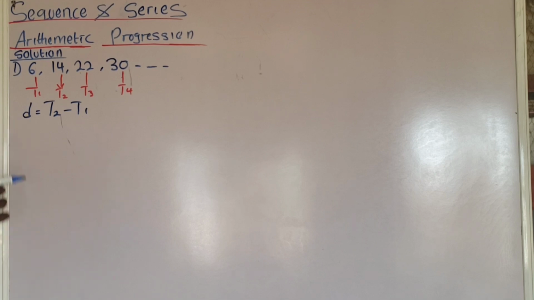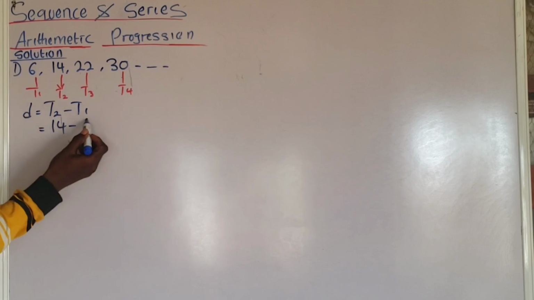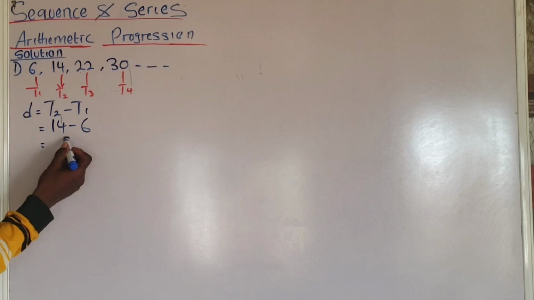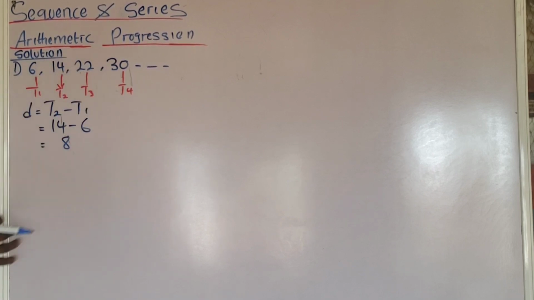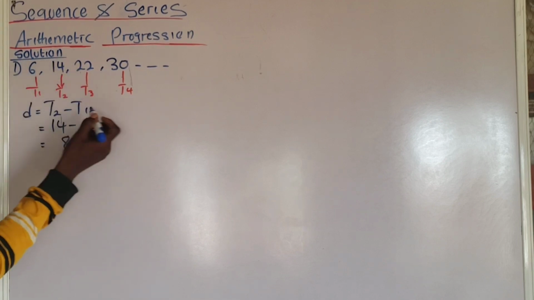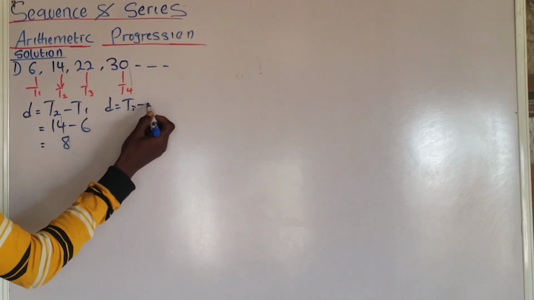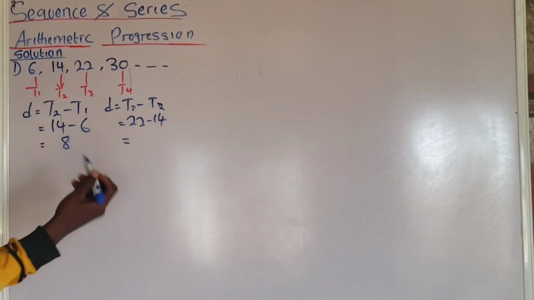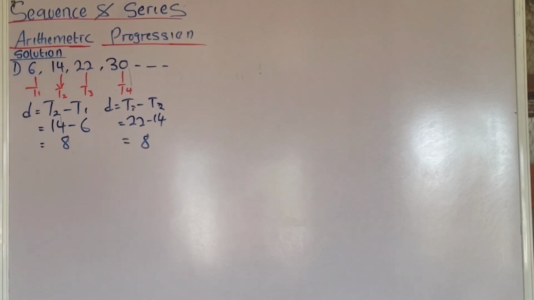So here T2 is 14, so I'm going to have 14 minus 6. 14 minus 6 is 8. So the common difference of the AP is 8. You can check with T3 and T2. If you take the difference between 22 and 14, T3 minus T2, you have 22 minus 14, which is 8. Just make sure that any terms you choose must be consecutive. They must follow each other. So that is the solution to that question.